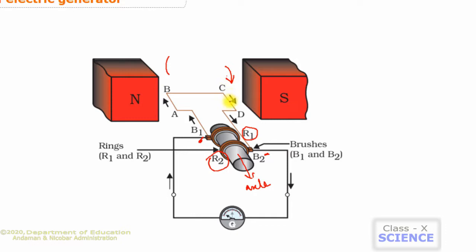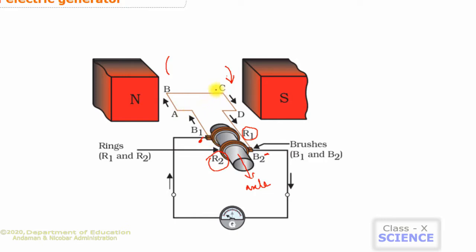Here, by applying Fleming's right hand rule, the induced currents are set up in these arms along the direction AB and CD. Thus, an induced current flows in the direction of ABCD. If there are a large number of turns in the coil, the current generated in each turn adds up to give a large current through the coil. This means that the current in the external circuit flows from brush B2 to B1.